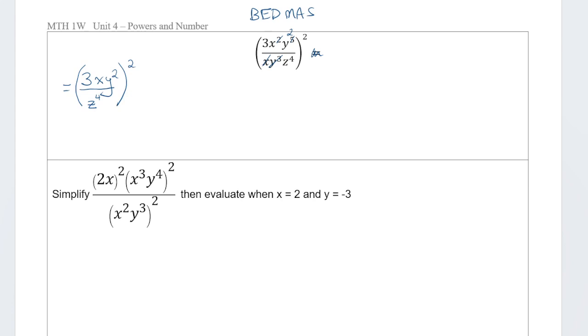Then we can apply that to all the different bases. So we get 3 squared is 9, x squared is x squared, y squared squared is y to the 4, z to the 4th squared is z to the 4 times 2, which is 8. That's the final answer for that one.